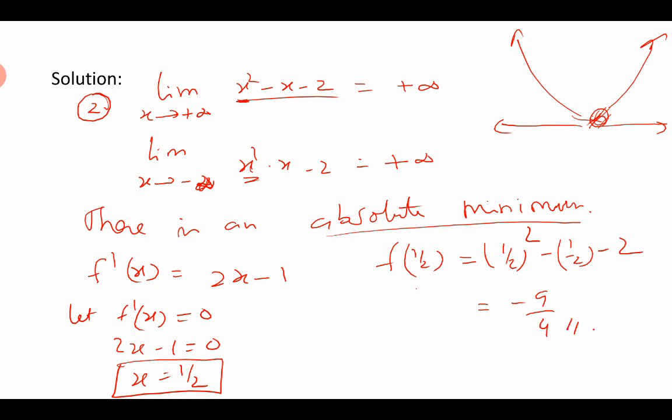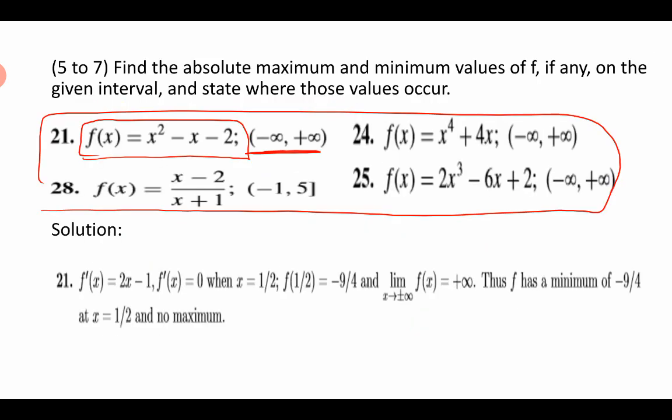This is the minimum value. Absolute minimum value occurs at x is equal to 1 by 2. That's the end of this problem. Let's try one more problem. You can use the same concept here.